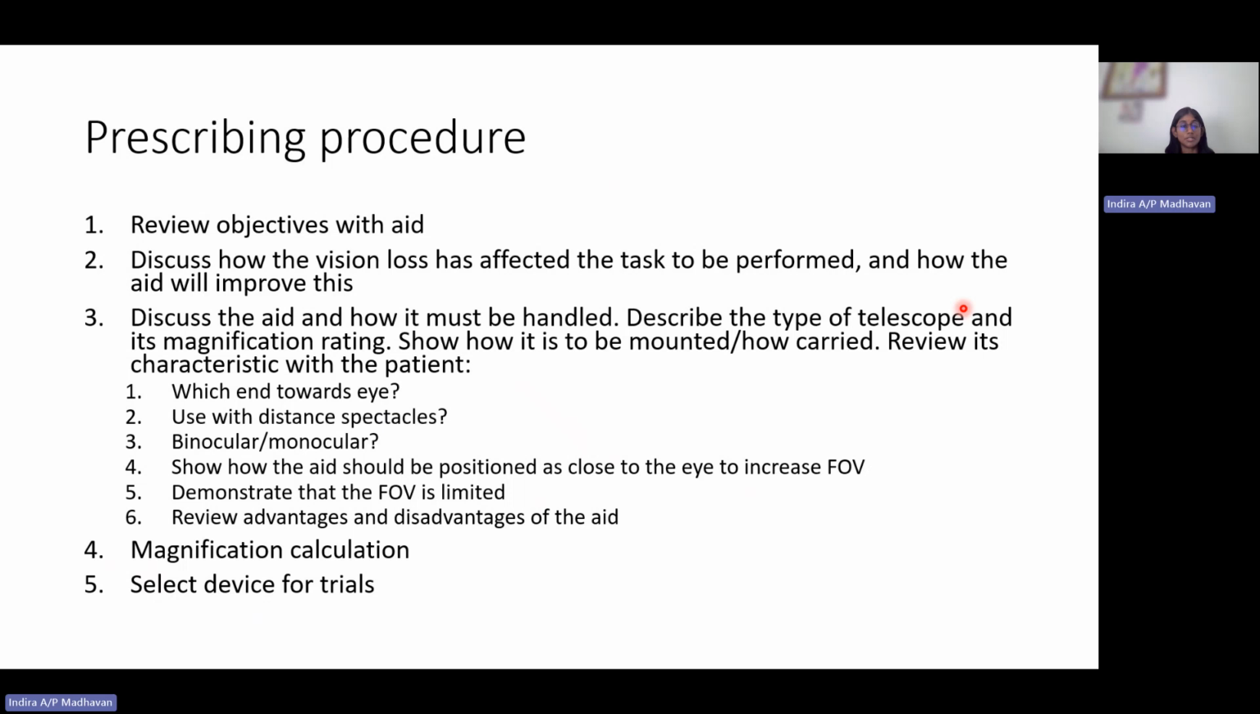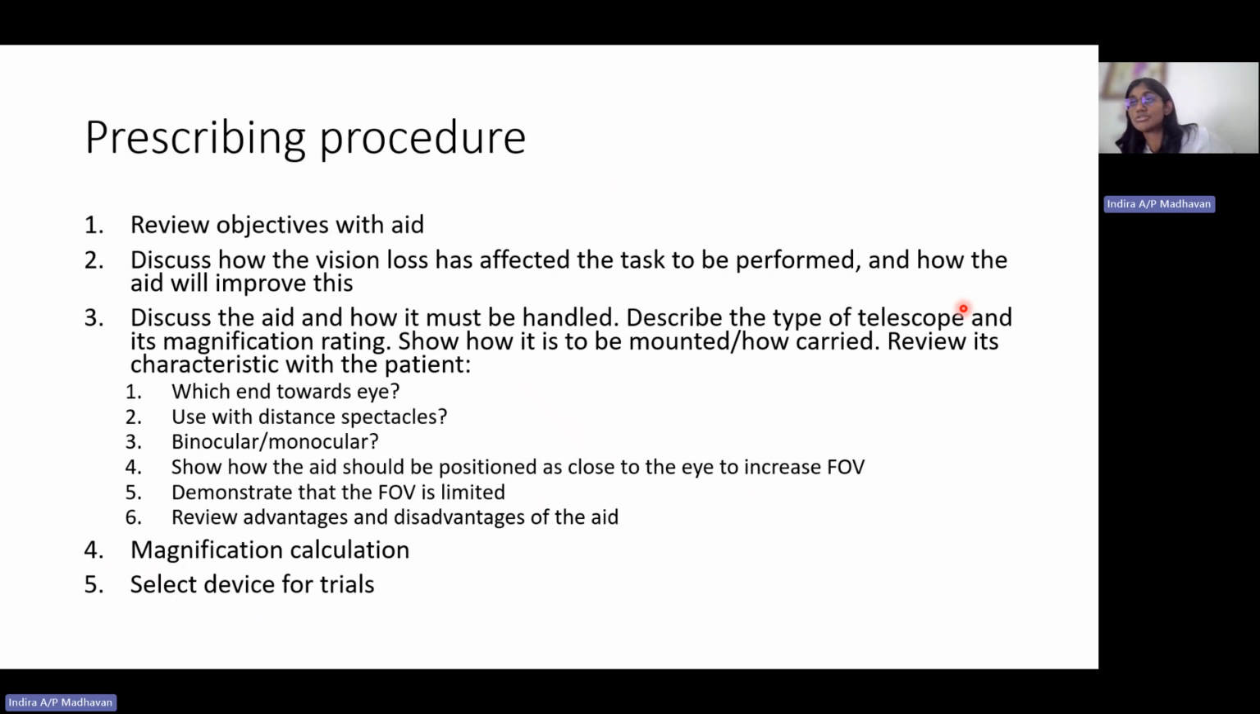Reviewing the telescope with the patient means first letting them know which end is towards the eye. As I said, the eyepiece, as the name stands, has to be closer to the eye or to the spectacles. So how do you identify which one is the objective lens and which one is the eyepiece? The squashy soft part is the eyepiece. So place it closer to the eye or to the glasses.